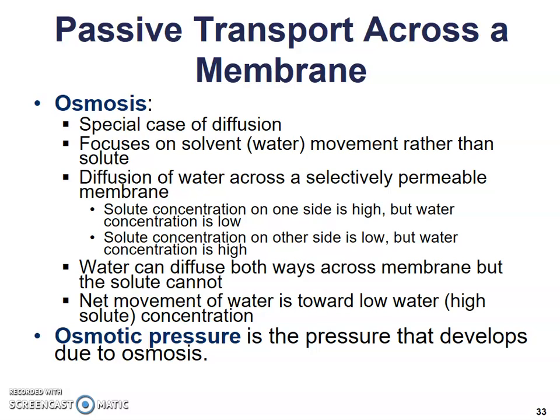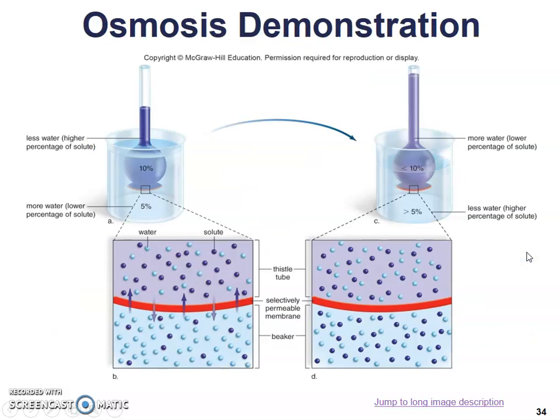Osmotic pressure is the pressure that develops due to osmosis. That kind of makes sense, right, guys? Here is a demonstration. Here, this red line is a selectively permeable membrane, meaning that water can move through it.